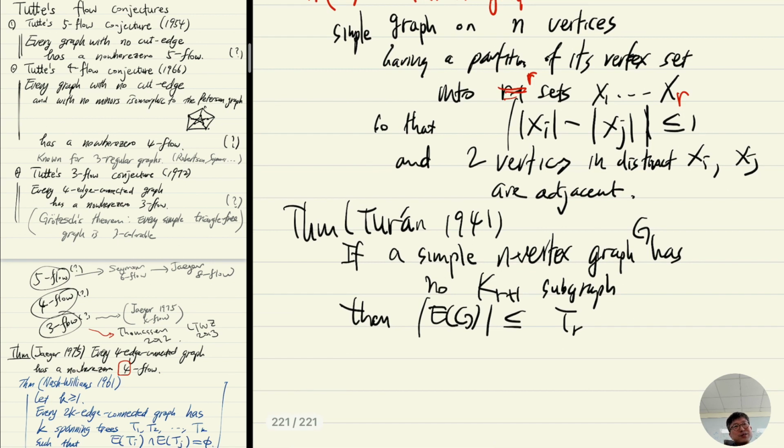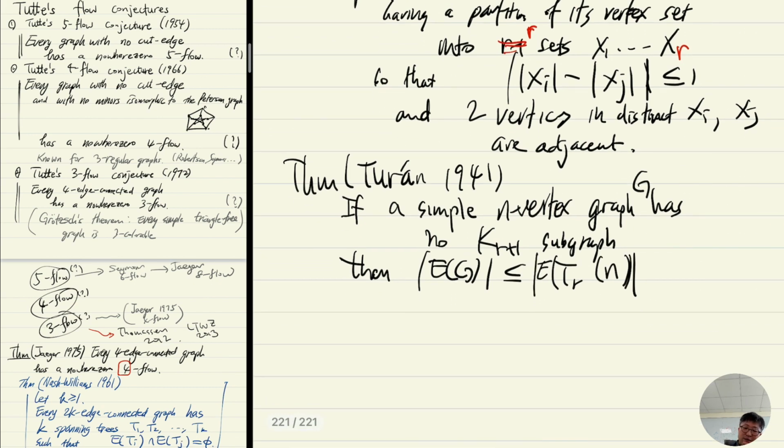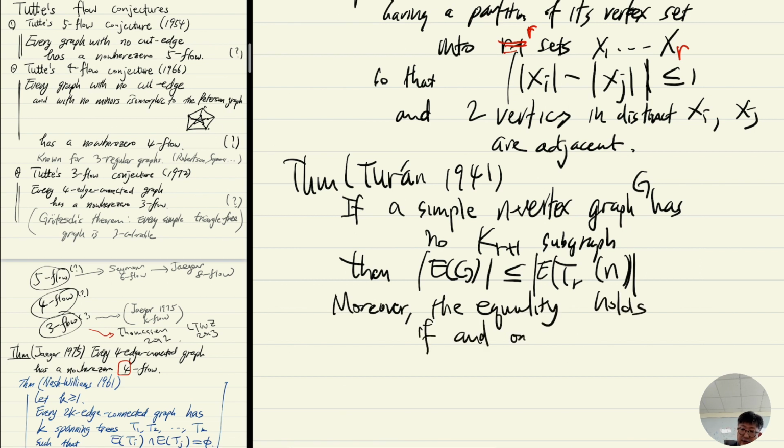So if you don't have a KR plus 1, let me say it this way: if you don't have a KR plus 1, then the number of edges is at most the number of edges in the Turan graph. Okay. This is what we want to prove. Moreover, the equality holds if and only if G is isomorphic to TRN.